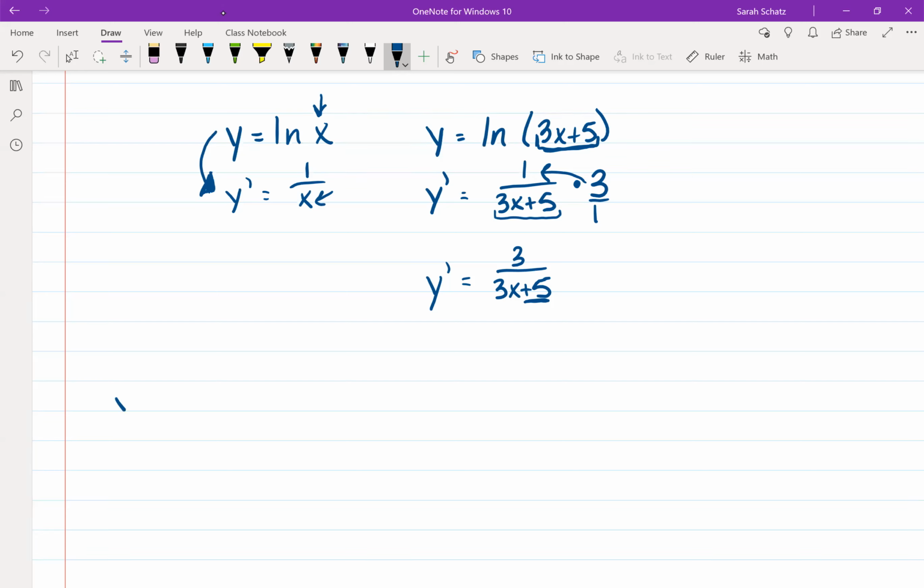Let's put a coefficient with your natural log, because we can, and we haven't done it. Let's do y equals 8 times the natural log of 4x squared plus 5x.